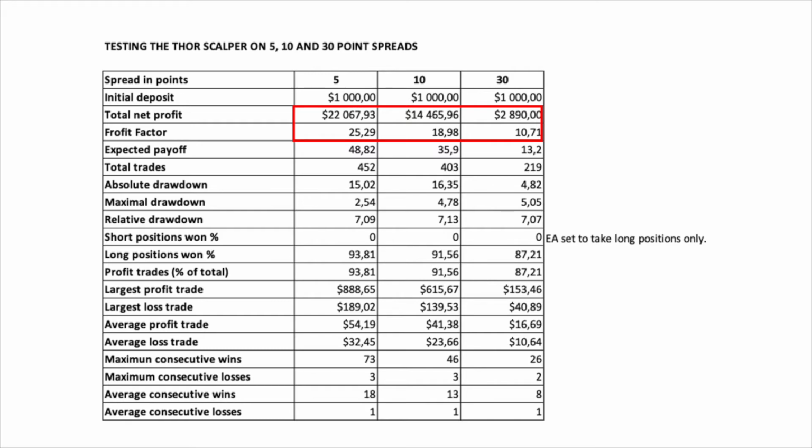If we consider the profit factor, it shows that the EA generated an acceptable profit factor of 10.71 with the 30-point setting. This is a good profit factor, although it showed a steady decline as the spread setting increased.